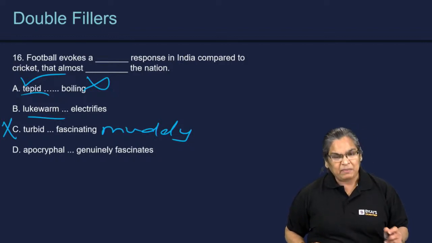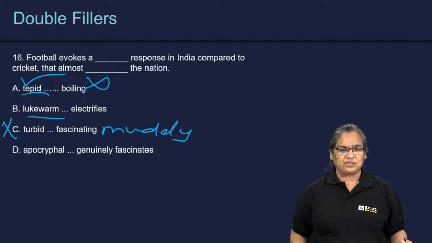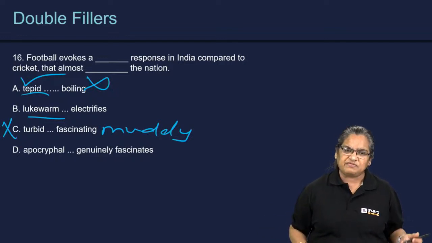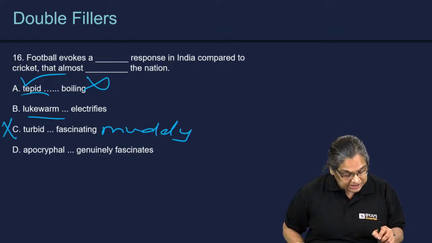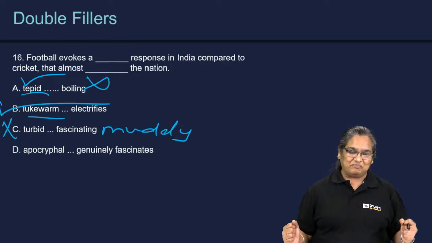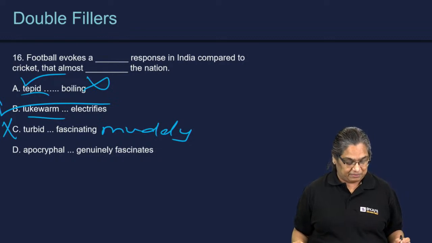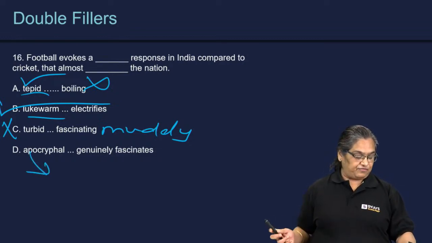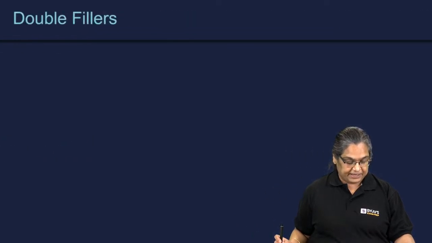And what do you mean by almost fascinates the nation? Either you're fascinated by something or you're not. Almost electrifies the nation is correct. You know, put so much enthusiasm into them. Apocryphal means false. All right. Therefore, the correct answer is B.